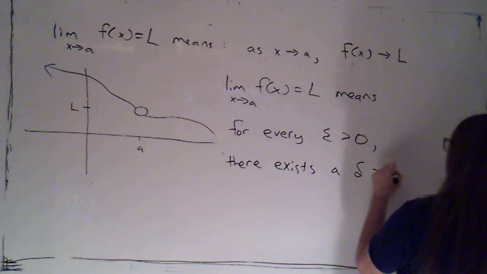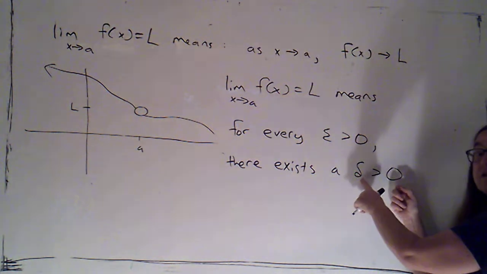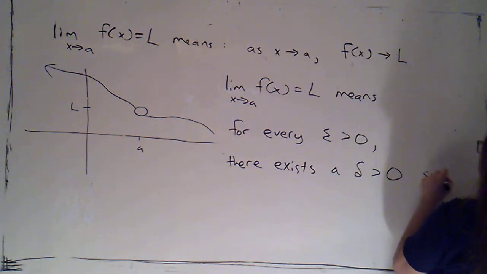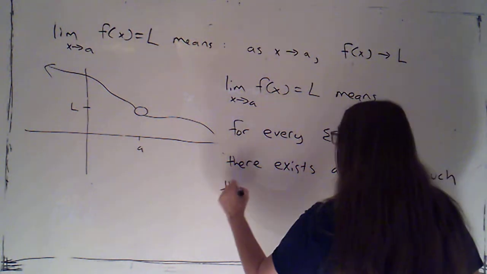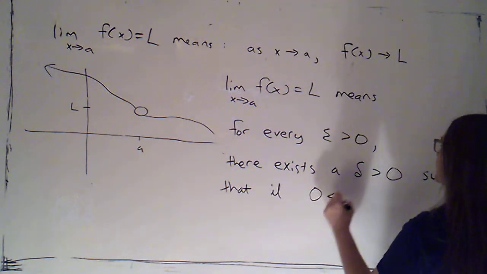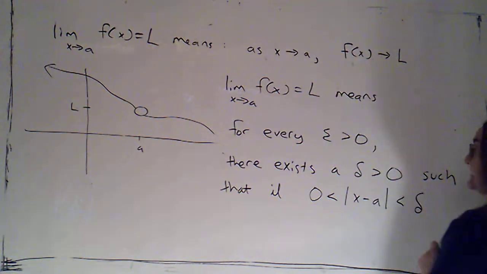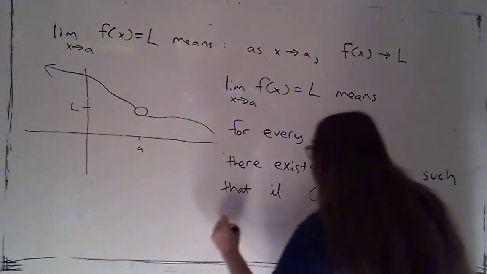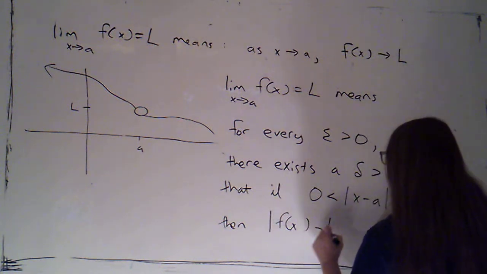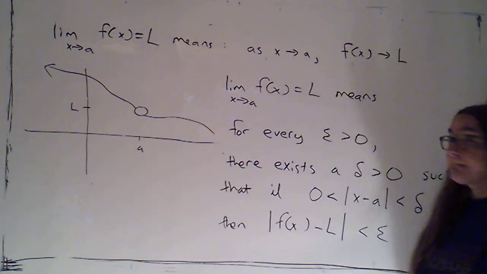a delta bigger than 0. I can find a tolerance for my x values such that if 0 is less than the absolute value of x minus a is less than delta, then the absolute value of f of x minus L is less than epsilon.